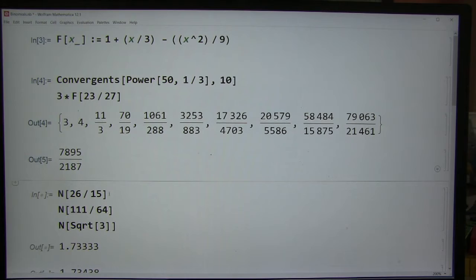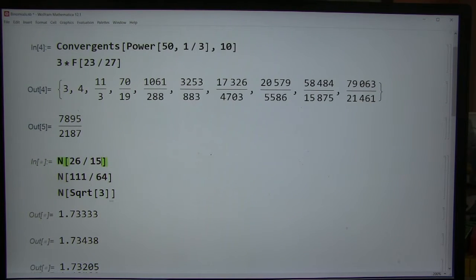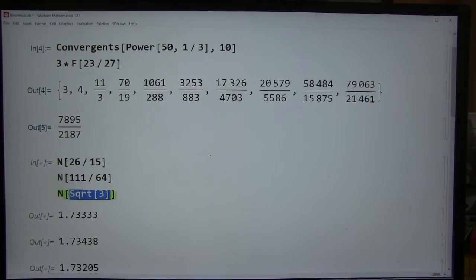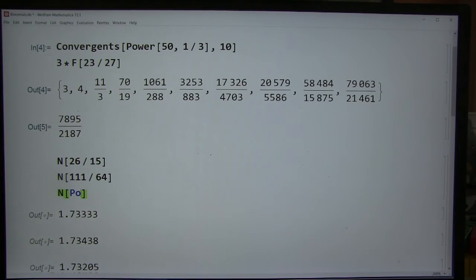7895 over 2187. So we got to figure out if that's close to cube root of 50 or not. Okay. So I think down here we can do that. Yeah. So is there a function for cube root? I can just do power. Yeah, do power 50 to the 1/3, or you could actually just type 50 to the 1/3. Either way, and then you want, say, 10 decimals there.